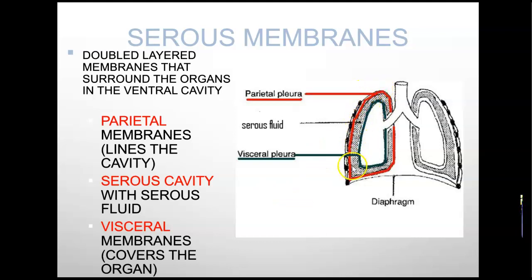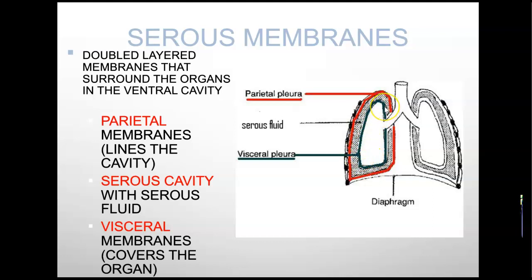Then there's going to be this little space. You can see that right here. This space that's going to contain serous fluid. So this is called the serous cavity, and inside is serous fluid. And then there's another membrane or skin or tissue layer that's going to directly touch the organ, and this is called the visceral membrane. So there are these three structures.